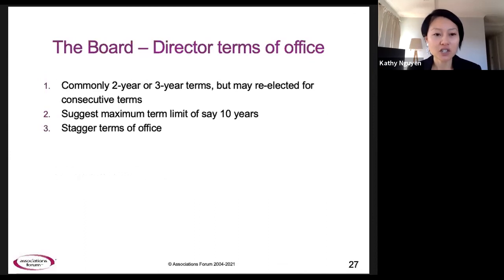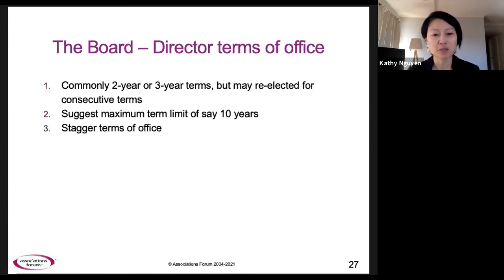Now, the Constitution should specify the terms of office. So if they are elected, how long are they elected for? Commonly, associations would have 2-year or 3-year terms, but directors may be re-elected for consecutive terms up to a maximum term limit, which is usually long, although in some constitutions it's only 2 terms, and we've seen others that go up to 8-10 years. So you have to strike a balance between the refreshing of the board and the continuity and retention of knowledge.